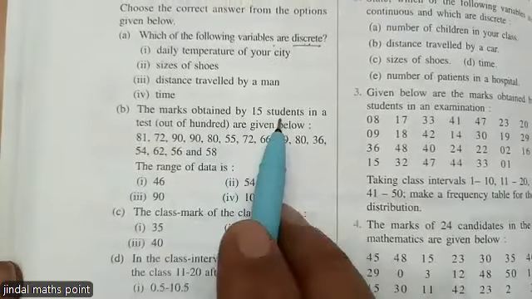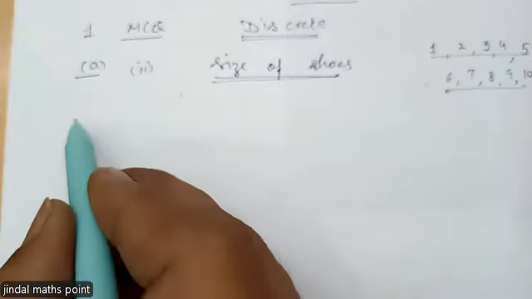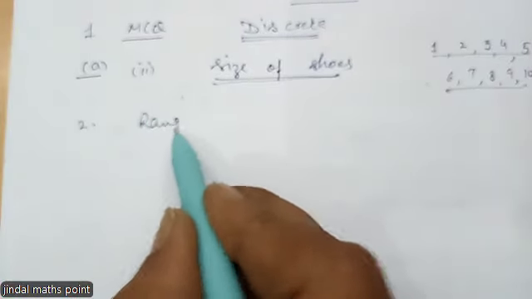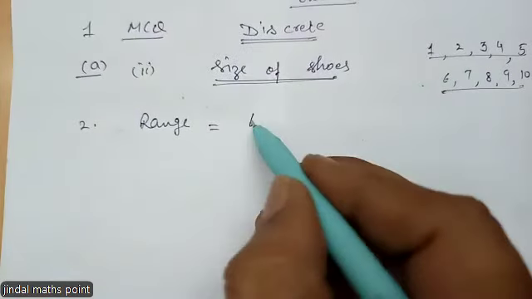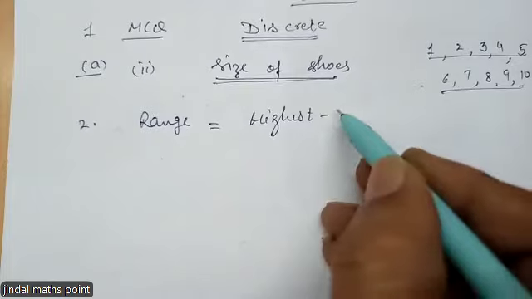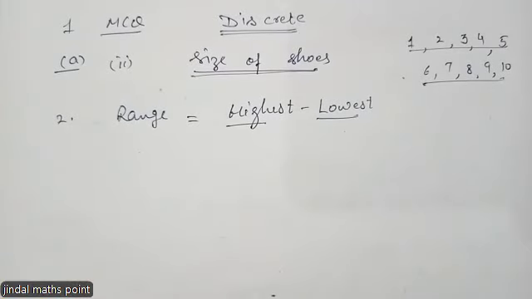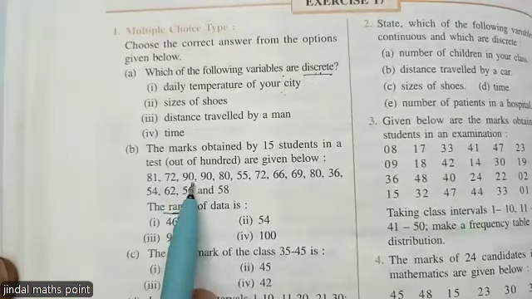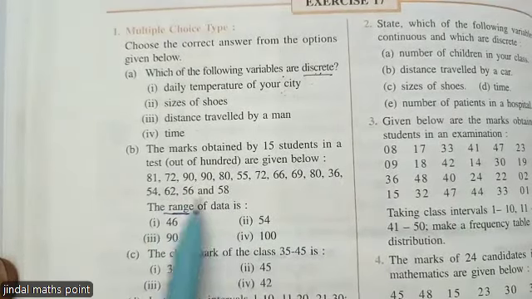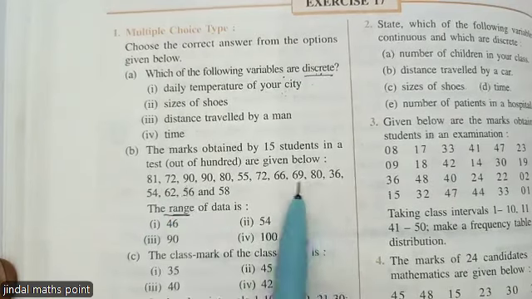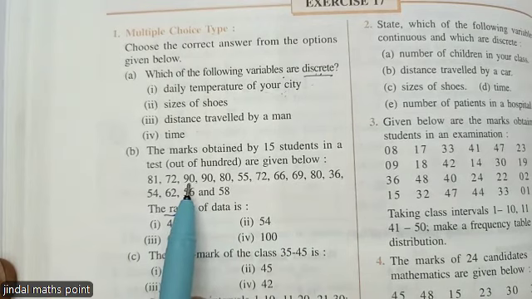Second one: the marks obtained by 15 students in a test out of 100 are given. The range, in simple English, range. The formula for range is highest value minus lowest value. This is a formula. In this one, which is the highest value? 90. Is there any value greater than 90? No. The highest value is 90.